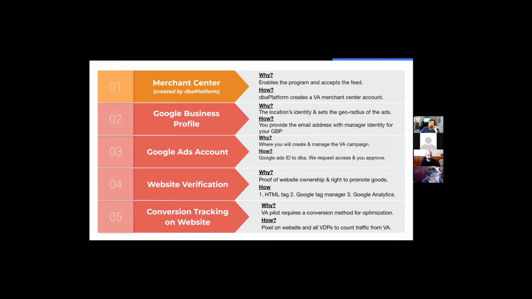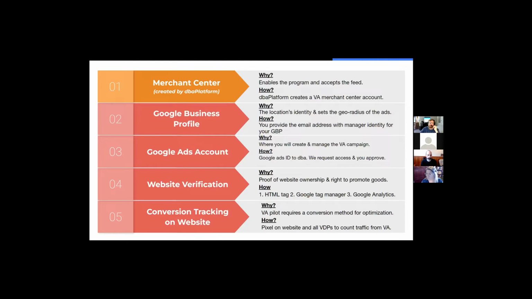With website verification, that's actually in Merchant Center and is a requirement by Google. A lot of auto dealers didn't really have to deal with this because they didn't go through Merchant Center. But Merchant Center does require website verification, and basically it's just proof of website ownership and the right to promote goods. How we can do that is an HTML tag, and that's a script that goes onto a website. We can also try some different ways, which we've seen some trouble with, like Google Tag Manager and Analytics.